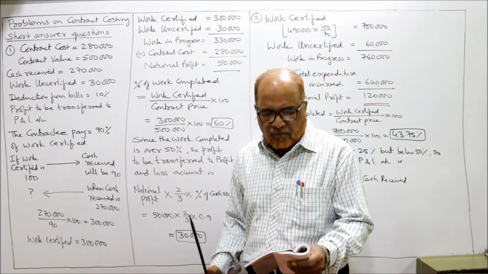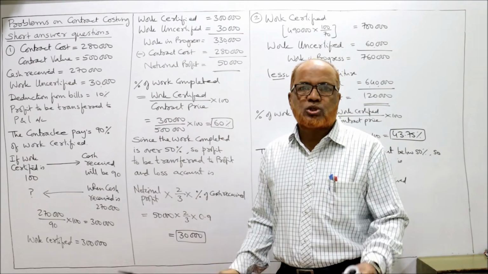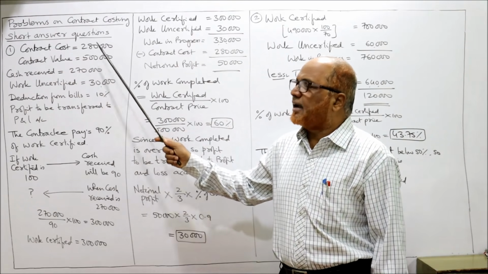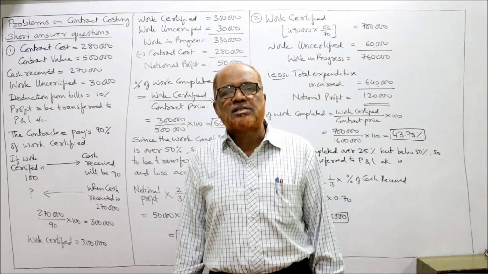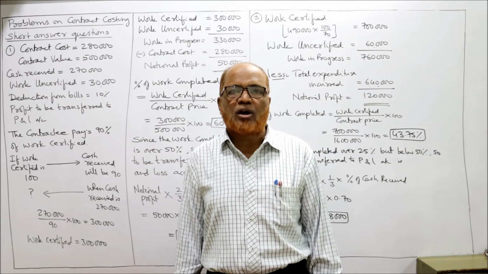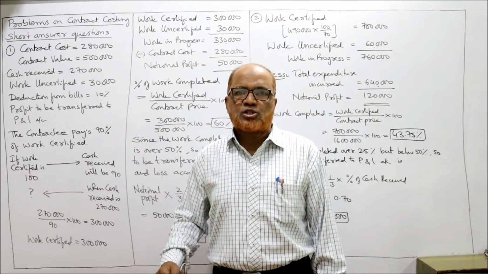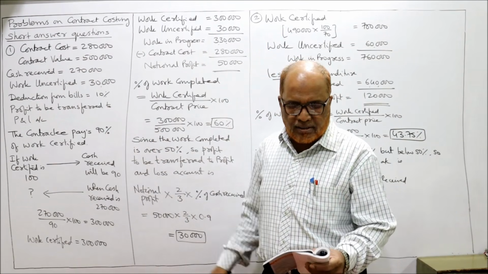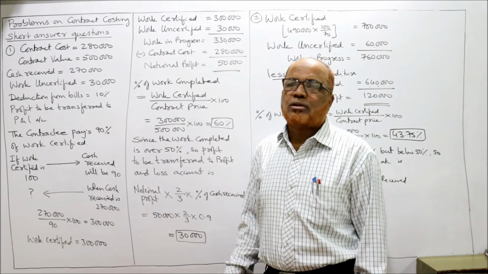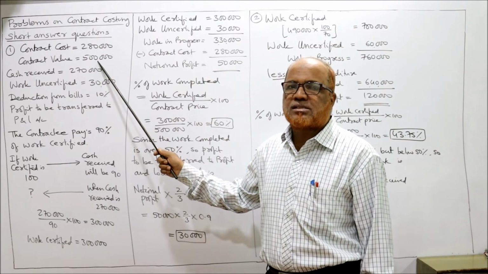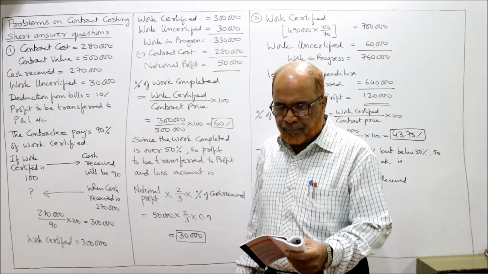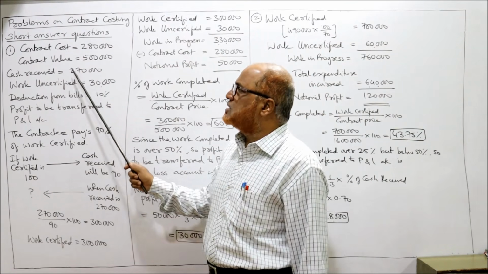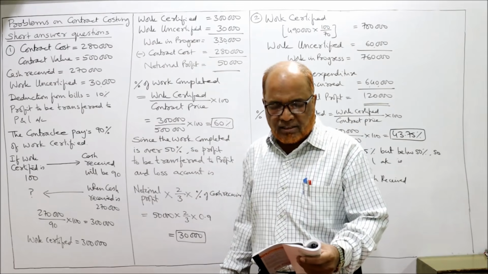Now in our problem, what is given? Contract cost 2,80,000. Contract cost means the expenditure incurred on the contract. Then contract value, which means contract price, is 5 lakh. And then cash received is given as 2,70,000.